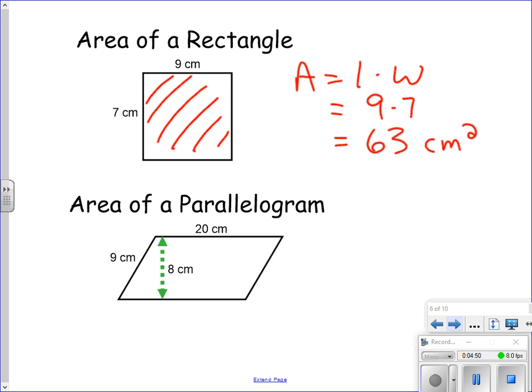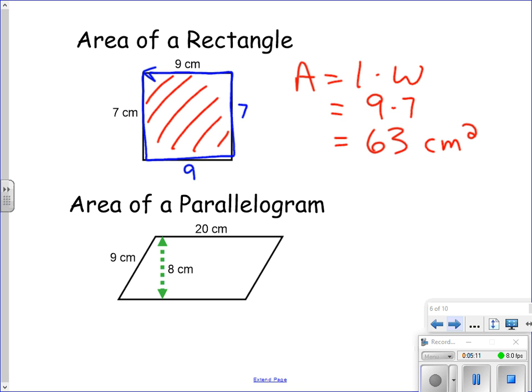We're not talking about the linear distance around the square. That's not what we're looking for. That would be the perimeter. The perimeter of this would be 9 plus 9 plus 7 plus 7. So that'd be 28 and 14, which would be what? 42. But that would be the perimeter.